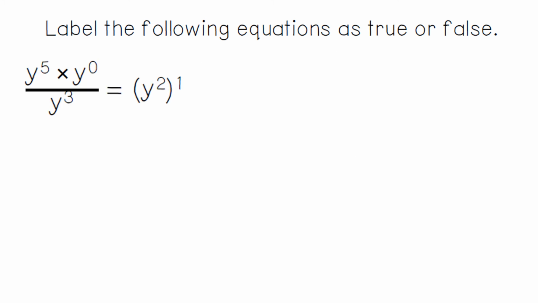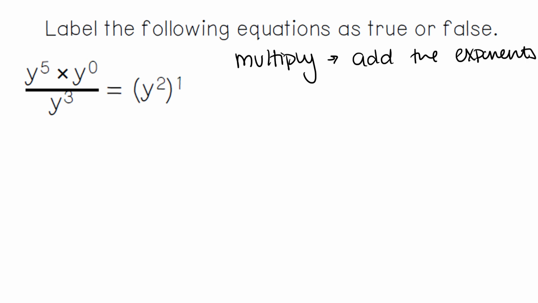Again, with this problem, we're going to decide if the left side equals the right side and whether that is true or false. We're going to start with the left-hand side. The left-hand side is fairly involved. Y to the fifth times y to the 0 divided by y to the third. We're going to start with the top half because it's the most involved. The top half is a multiplication problem. Multiplying means we are going to add the exponents. And so we would add the 5 and the 0 to get 5.